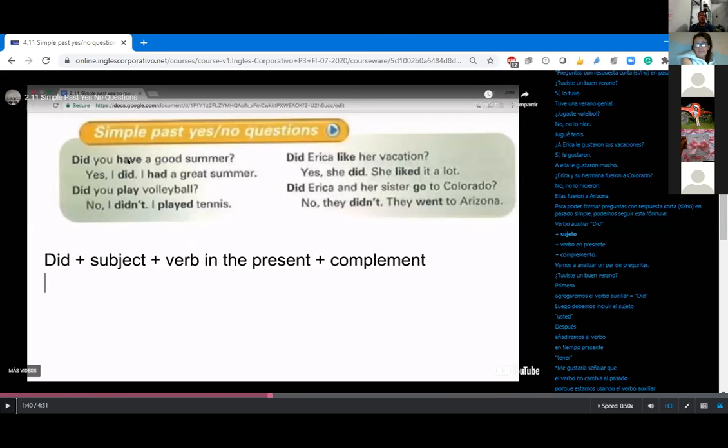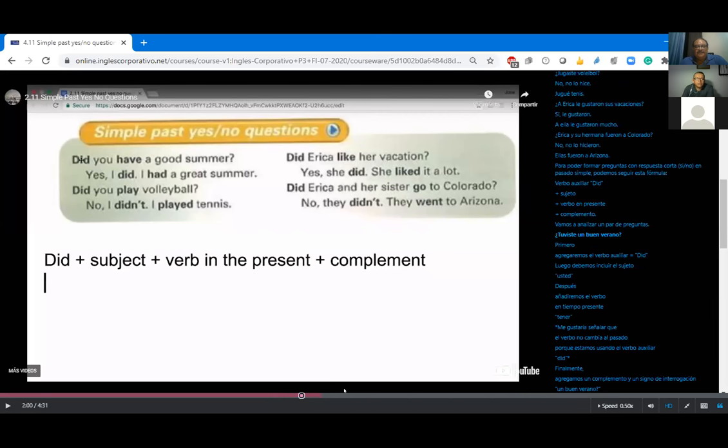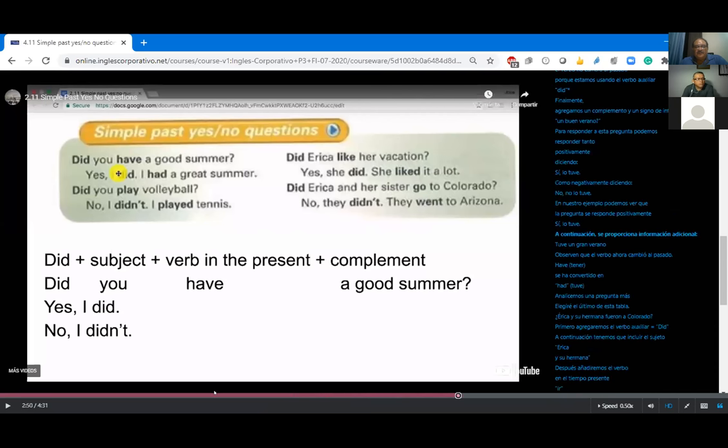Then the verb, el verbo principal, que es el que tiene la acción, right? Did you eat? Okay. Did you eat? No, you didn't, or yes, you did. Then the other one is, did Erica like? Then you can use like any verb and a complement. I guess those are the ideas here that we need. Okay, questions? ¿Alguna pregunta?